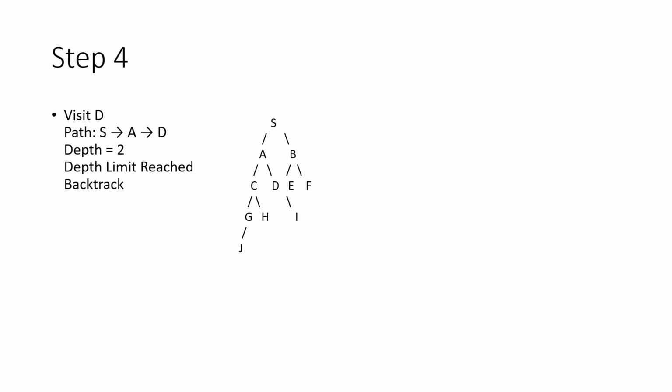Because we have to visit all the nodes, but the system does not know the next portion, since we want only the limit of 2 levels. The limit is 2, so we want to visit all the nodes within it. With the help of backtracking from D, we move on to the B node. The path is S followed by B.